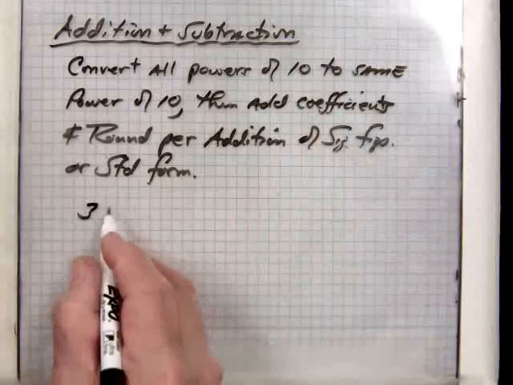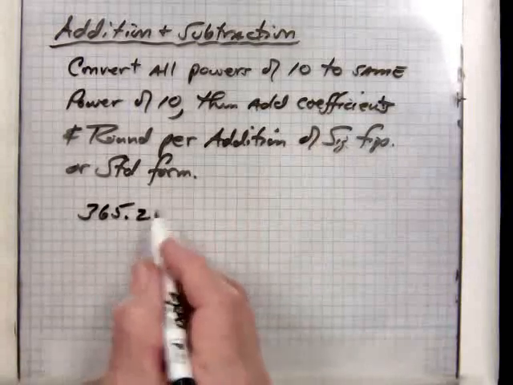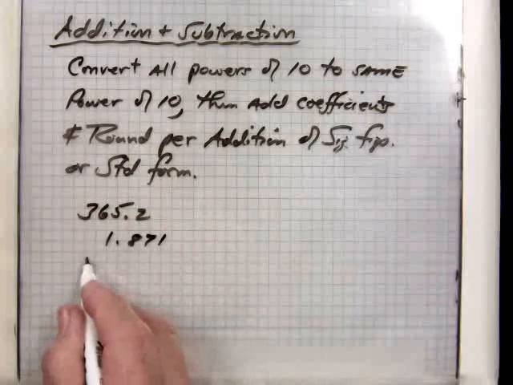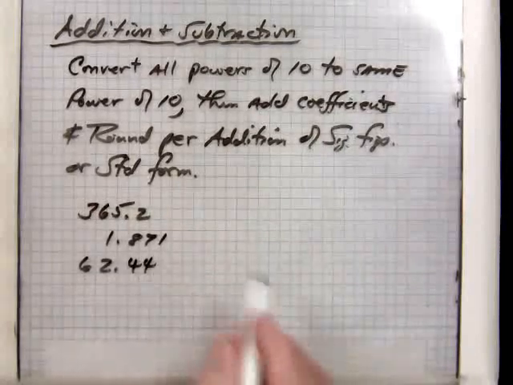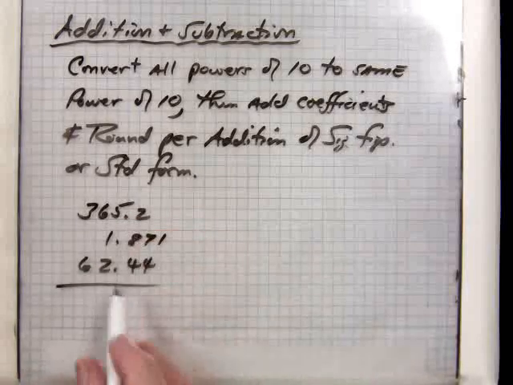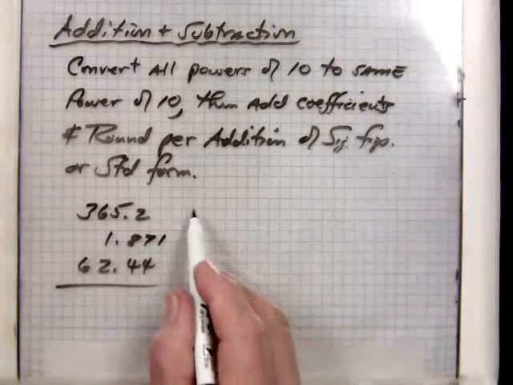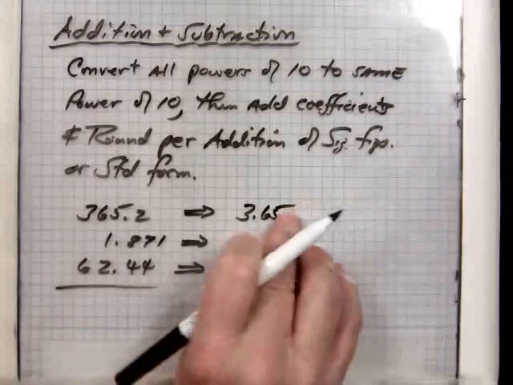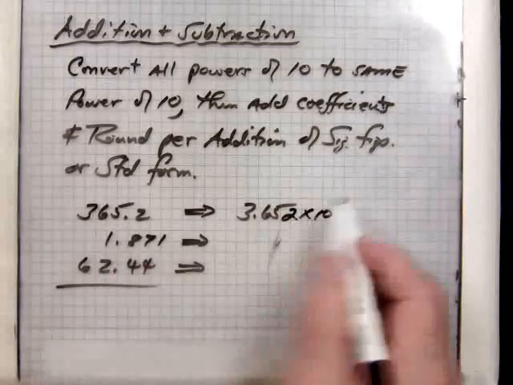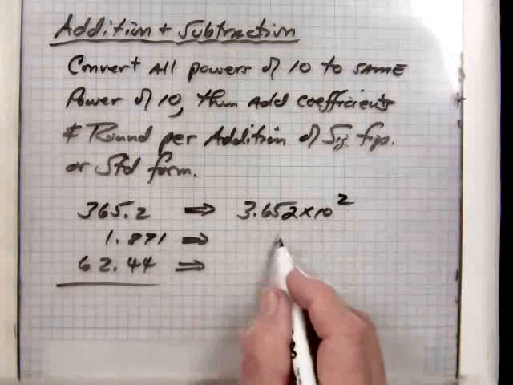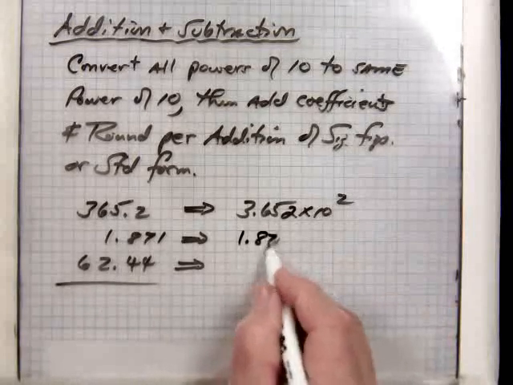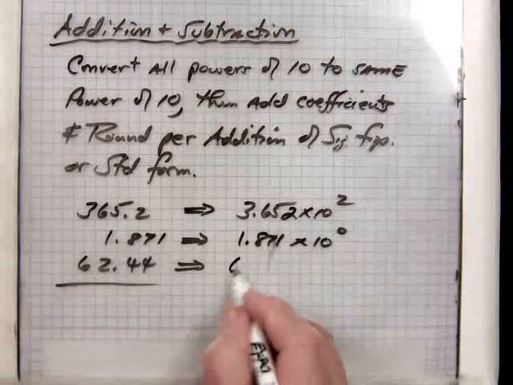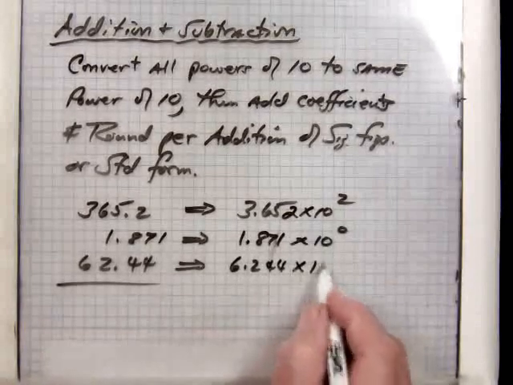So let's take 365.2, 1.871, 62.44. Like this. Okay, yeah, we can add that and get a computational number, and it's not a problem. But the idea is to express these in standard exponentials. That'd be 3.652 times 10 to the plus 2. This one is already in standard form, so we'll leave that 1.871. Actually, that's times 10 to the 0 if you want to put 1 in there like that. And then 6.244 times 10 to the first power.